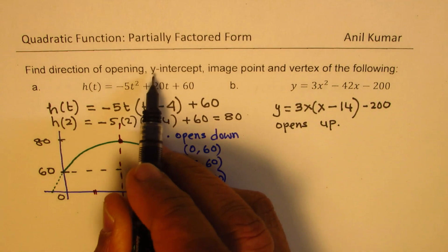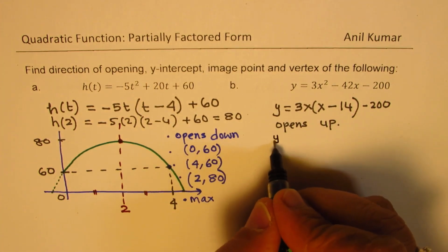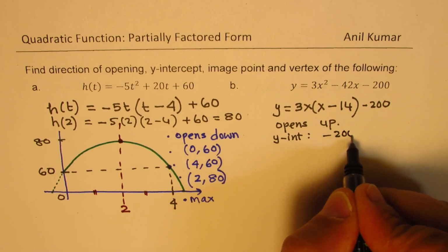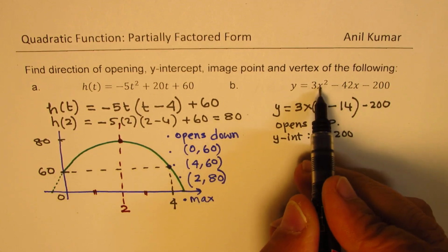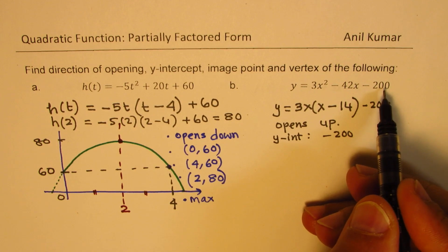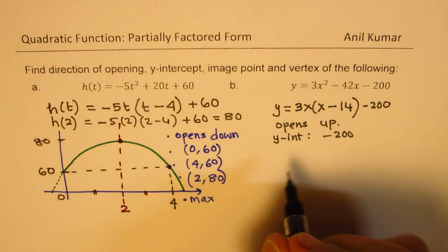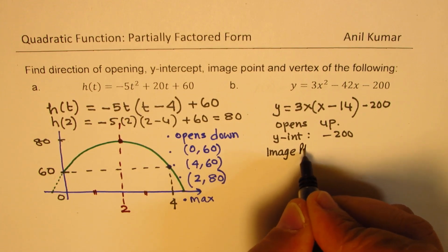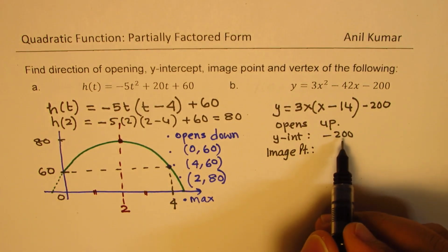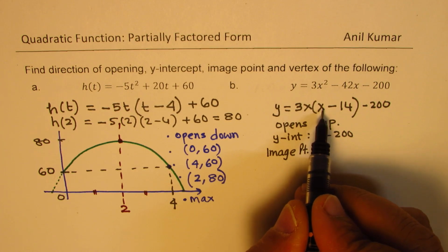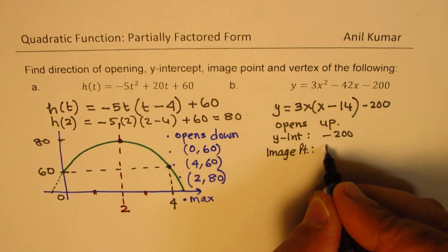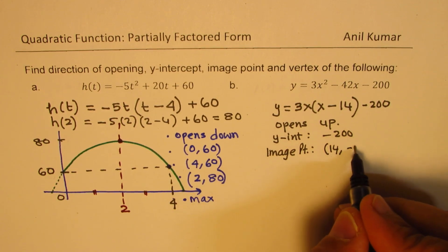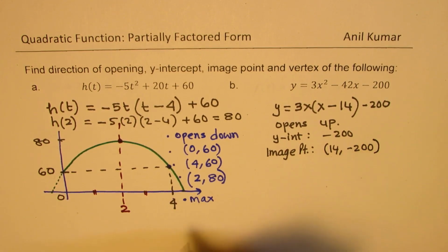Since this is positive, y-intercept is minus 200. That is the y-intercept. If x is 0, you're left with minus 200. Now, image point. Image point is, as you have understood, what? Image point is when this factor is 0. X minus 14 will be 0 at 14, right? And what you get is minus 200. That becomes your image point.